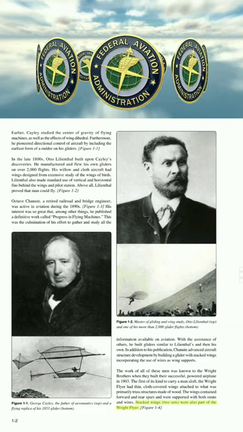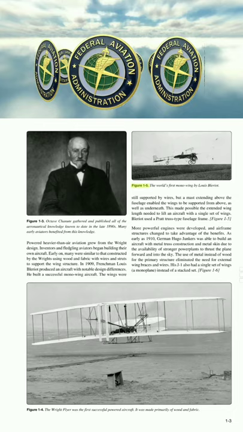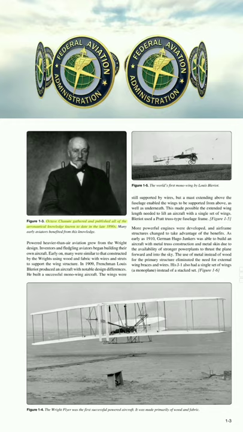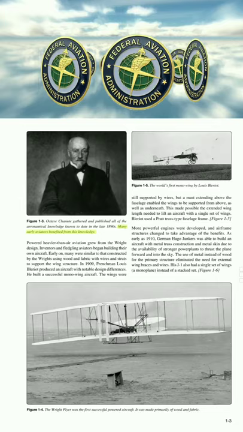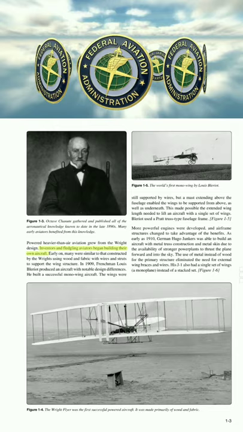Figure 1-4. Figure 1-5. The world's first monowing by Louis Bleriot. Figure 1-3. Otto Chanute gathered and published all of the aeronautical knowledge known to date in the late 1890s. Many early aviators benefited from this knowledge. Powered heavier-than-air aviation grew from the Wright design. Inventors and fledgling aviators began building their own aircraft.